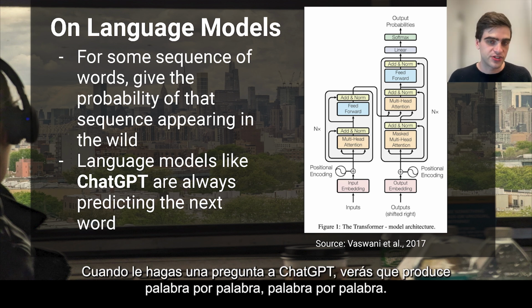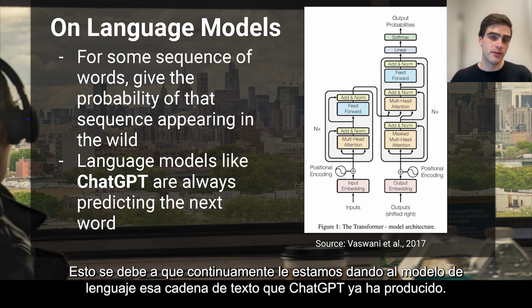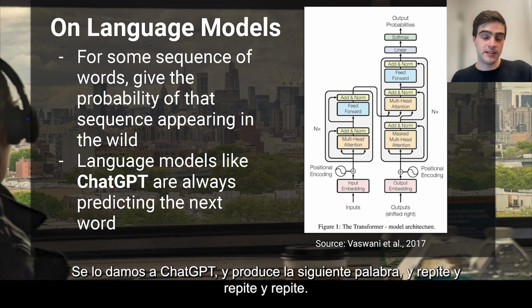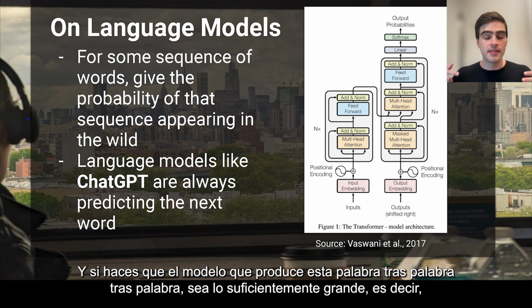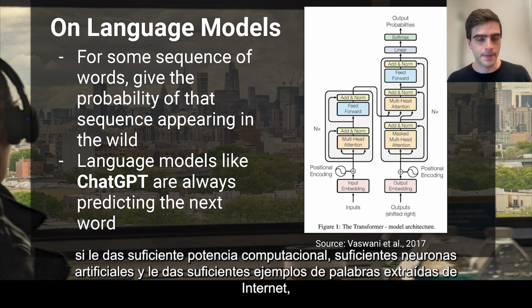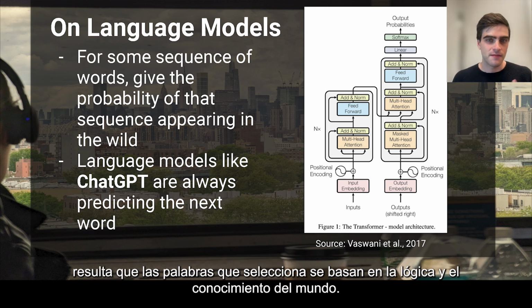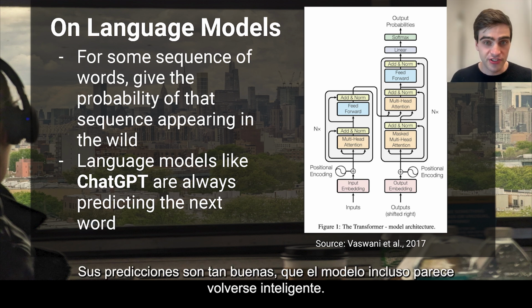When you ask ChatGPT a question, you'll find that it produces word by word by word. This is because we're continually giving a language model that string of text that ChatGPT has already produced. We give it to ChatGPT, it produces the next word, and we repeat and repeat. And if you make the model that produces this word after word big enough, that is to say, if you give it enough computational power, enough artificial neurons, and you give it enough examples of words drawn from the internet, it turns out that the words it picks become informed by logic and knowledge of the world. It becomes a world model, so to speak. Its predictions become so good, the model even appears to become intelligent.